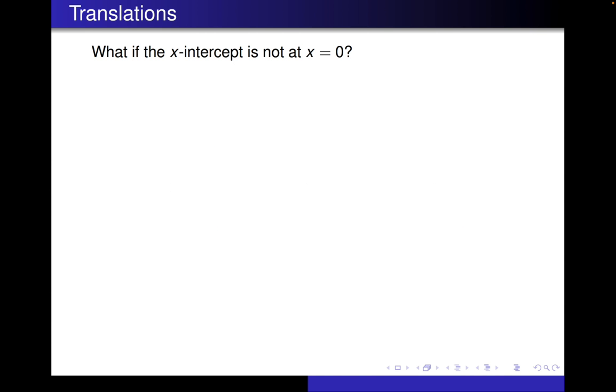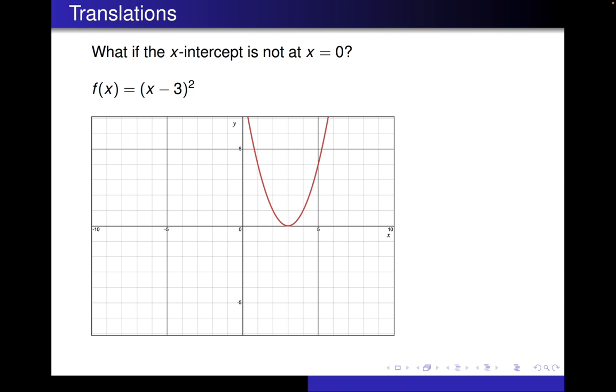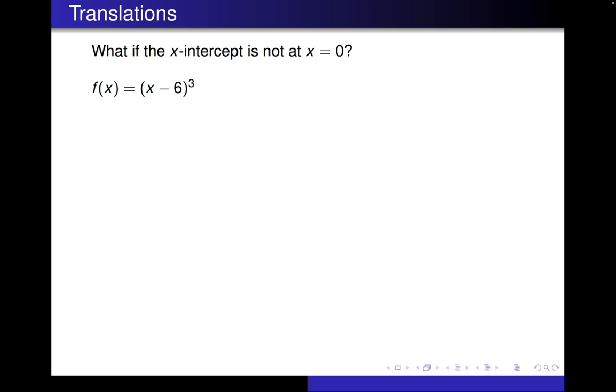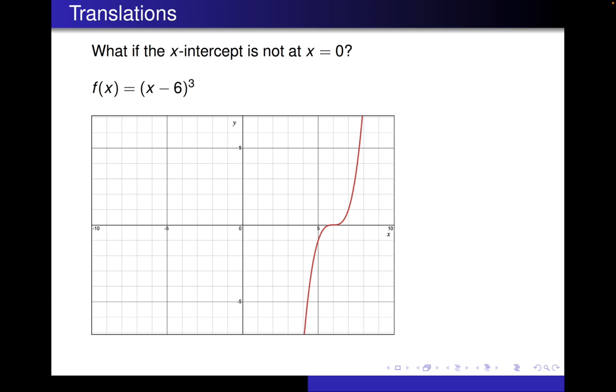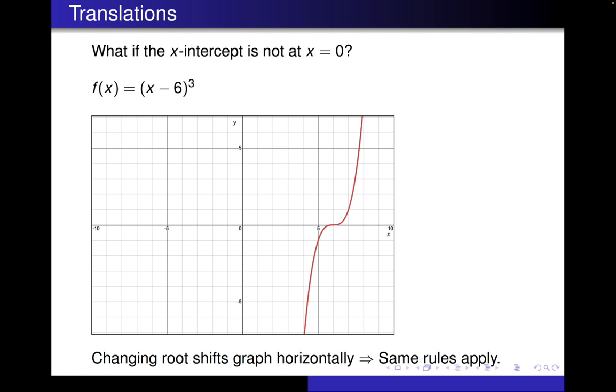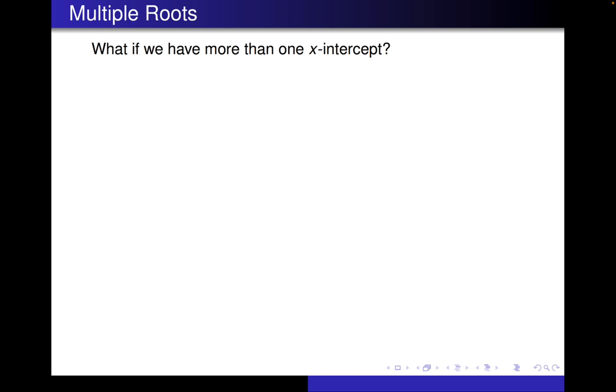So what if the x-intercept is not at x equals 0? Is this going to affect our rule about the exponents at all? Let's look at what happens when we have (x minus 3) squared. What's that going to look like? Well, it looks just like x squared. We just sort of translated it to the right. (x minus 6) cubed? Yeah, same thing. We just translated that to the right 6 units as well. So changing the roots doesn't change the rule of odd versus even. All it does is shift the graph horizontally so that it hits the x-axis at a different place. So the same rules apply.